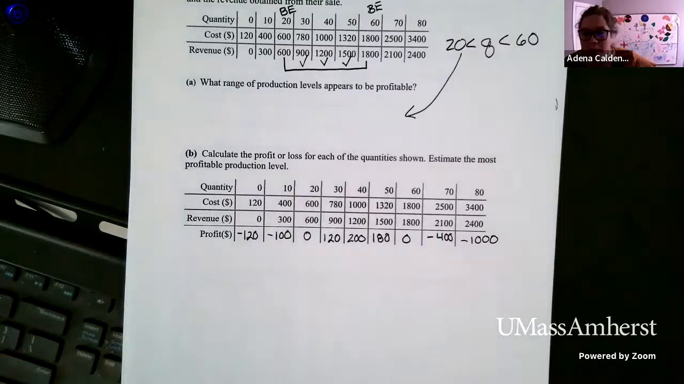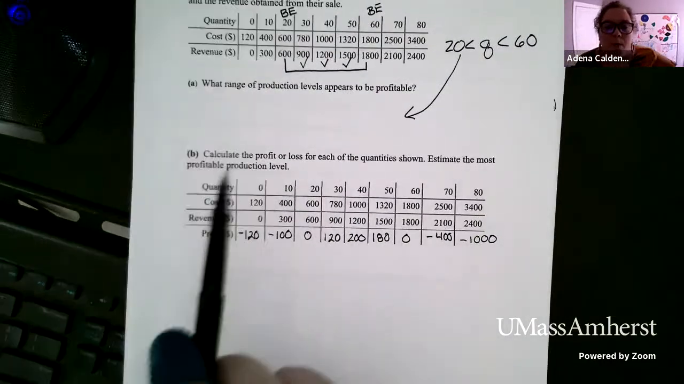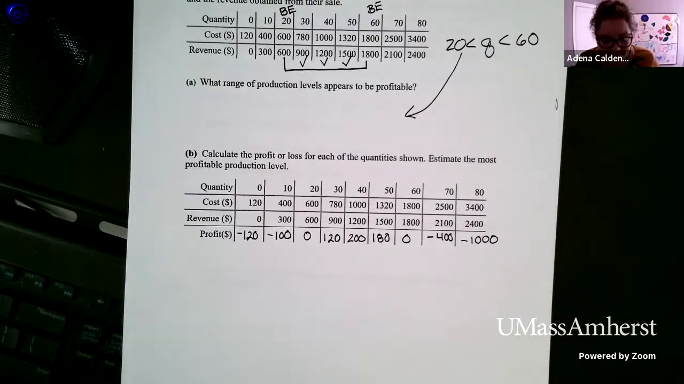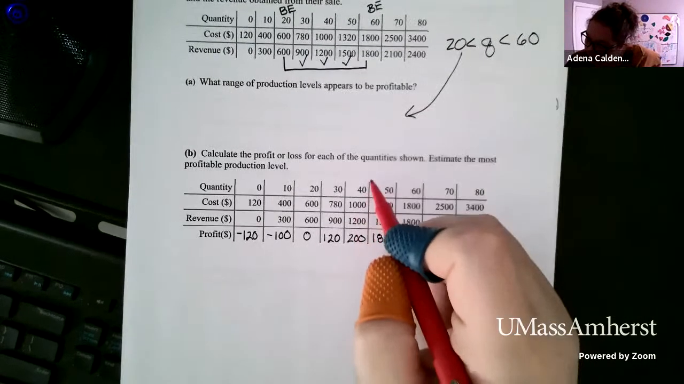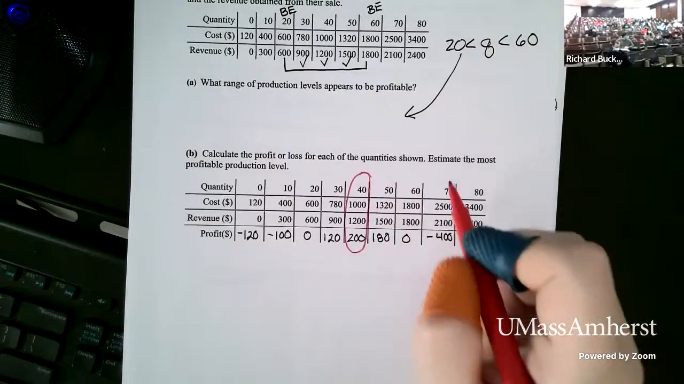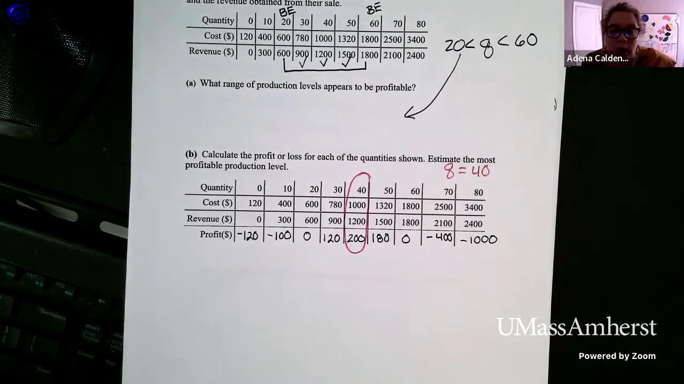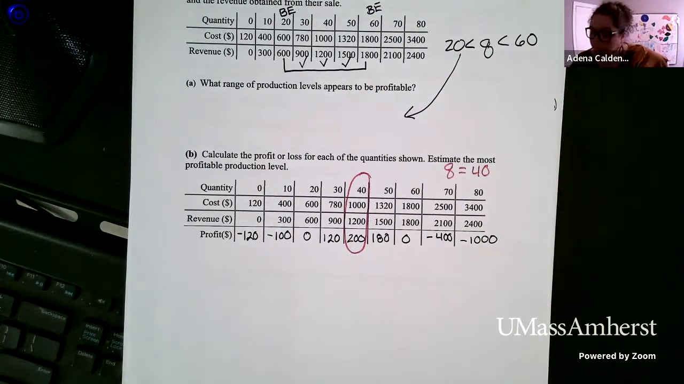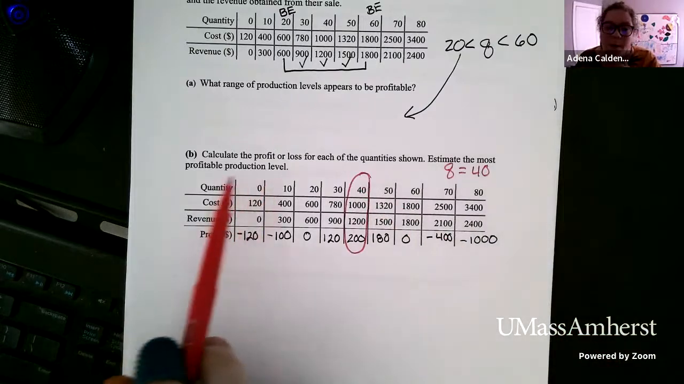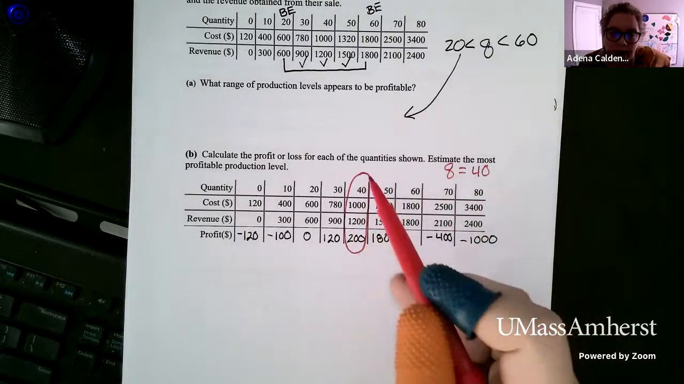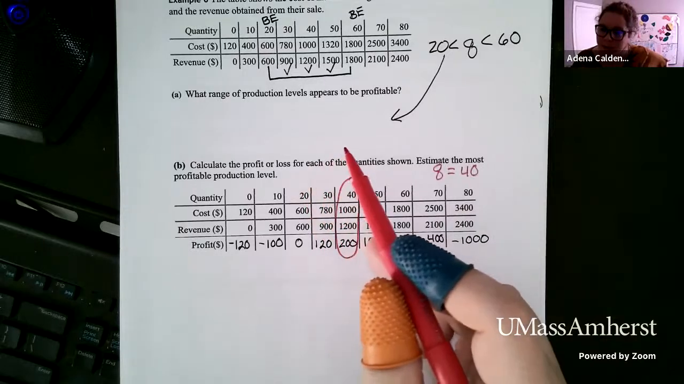Calculate the profit or loss for each quantity shown, and then estimate the most profitable production level. Well, since we have all the profits, we're going to be most profitable with the largest positive number, right? That's when we make the most money. So if we look at all these profits, that looks like it happens at Q equals 40. Then we make $200 of profit when we make and sell 40 of these items. So when we talk about production level, we are talking about the quantity. So we should be answering with the quantity that fulfills this approximation.